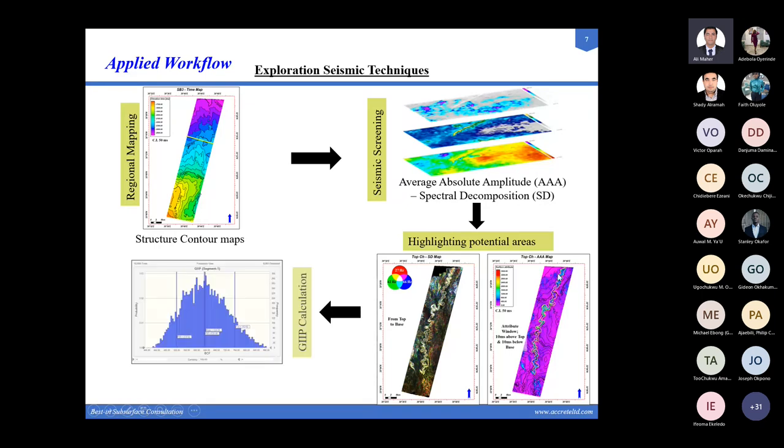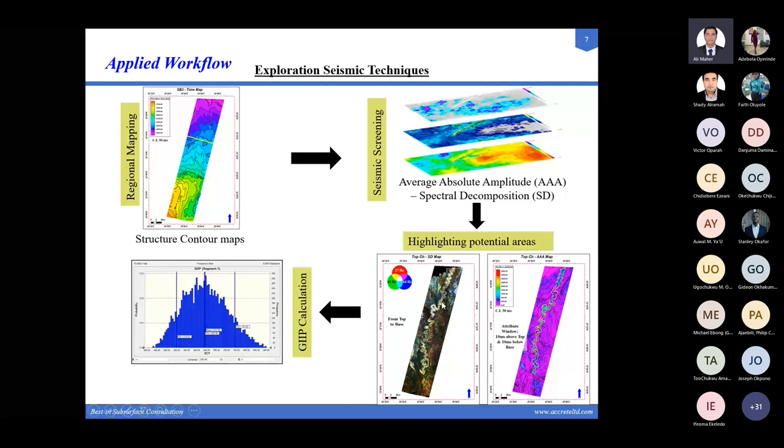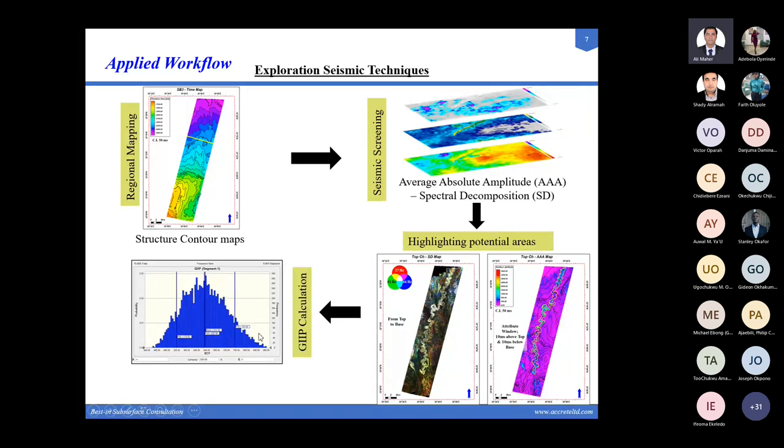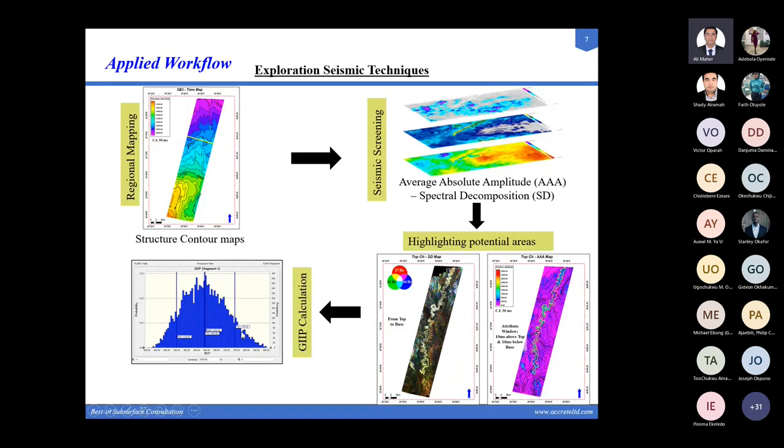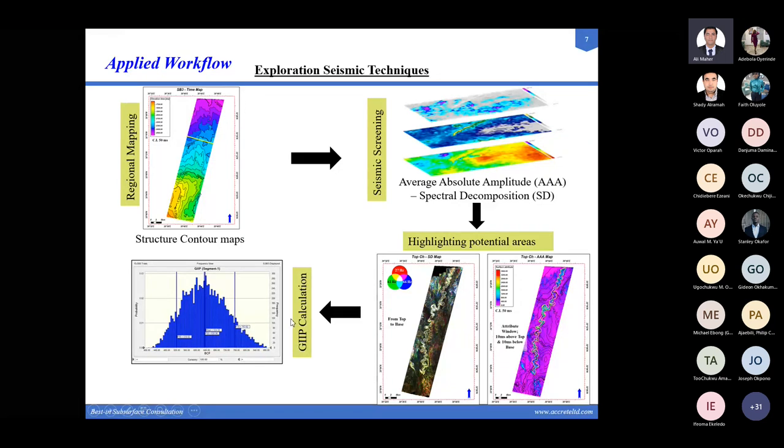And after delineation and highlighting the potential areas, you can get what is called gas in place or hydrocarbon in place for your area of interest. We can use what is called Monte Carlo. Monte Carlo will give you P50, P10, and P90 numbers for your gas in place from this area.